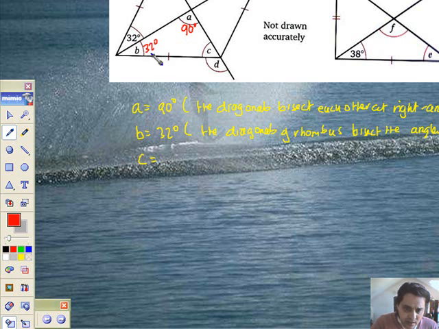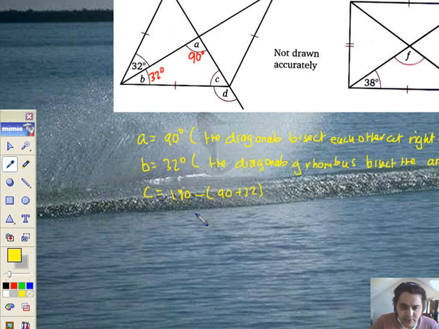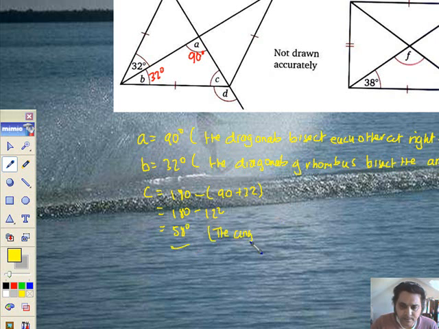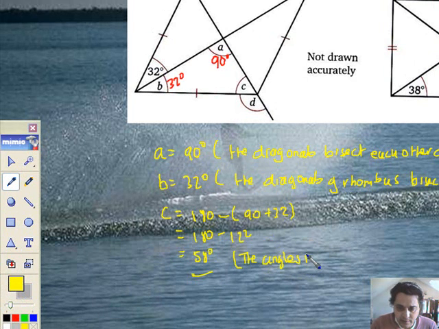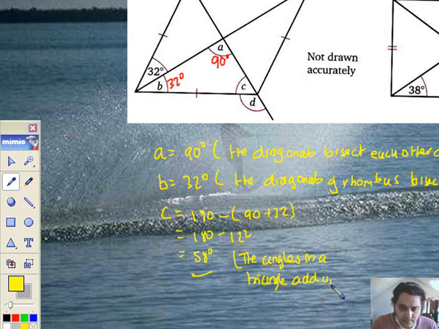Let's write in my 32 here, and you can see that I've got a triangle adding up to 180. So let's just work it out. Angle C is going to be 180, take away the 90 and the 32 in the corner, and that will give us 180 take away 122, leaves us with 58 degrees. So why is that the case? Let's just state it in black and white. The angles in a triangle add up to 180 degrees. There's no reason for this.